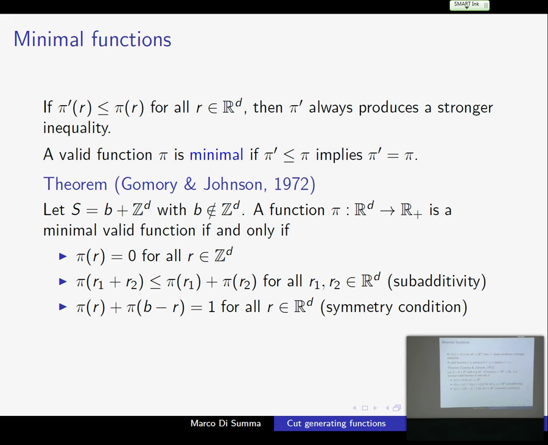Second condition is called subadditivity, which means that the pi of the sum is less than or equal to the sum of the pi's. And then there is a sort of symmetry condition that I will now show, but essentially means that if you compute pi in a vector and in its complement with respect to b, this b here, you have to always get a 1. And one can see that these conditions imply that pi is periodic modulo Z^d, which means that pi of r and pi of r plus an integer vector are the same thing. And they also imply that pi is bounded between 0 and 1.